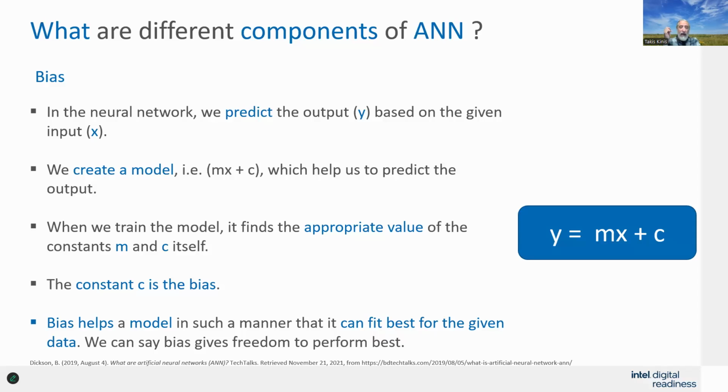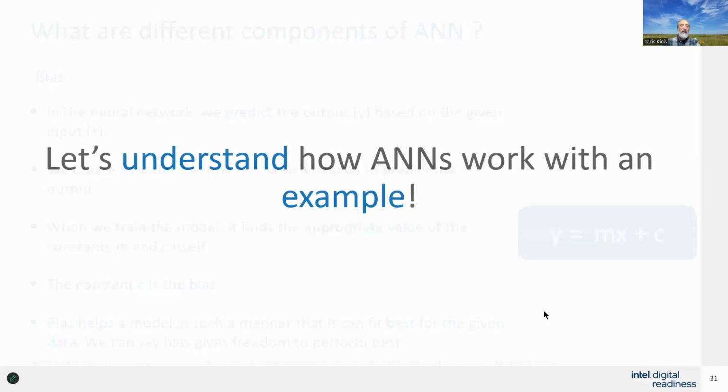It says bias helps the model in such a manner that it can be a best fit for the given data. And we say bias gives freedom to perform best. Okay. And that's not bias in the other way that we're thinking about. This is bias numerically, by the way.